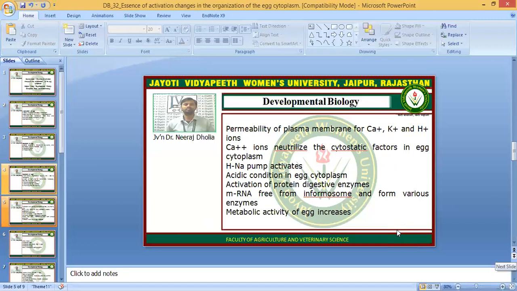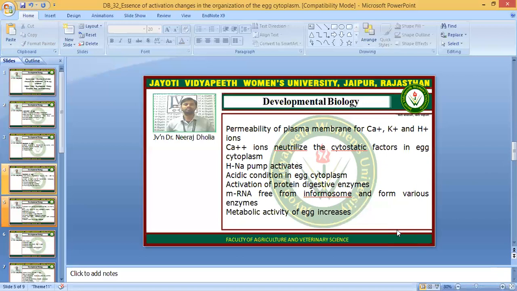With the stimulation of the male gamete, a few changes are also there in the egg. One important change is the permeability of the plasma membrane. So the permeability of the plasma membrane will be changed. It will increase the permeability for the calcium ions, potassium ions, and the hydrogen ions. Okay, so calcium ions neutralize the cytostatic factor in the egg cytoplasm.